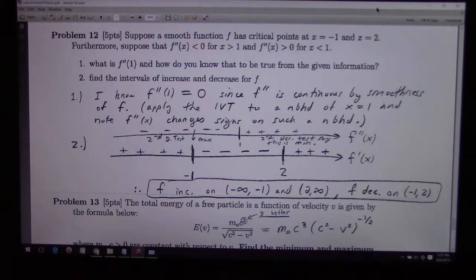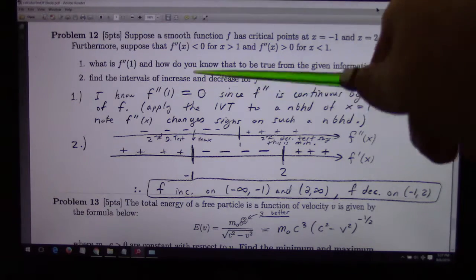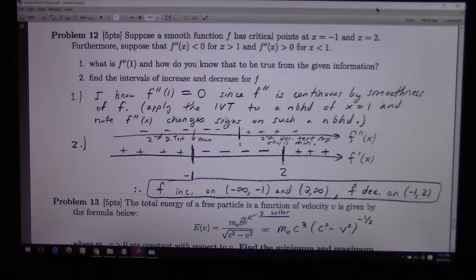Let's see here. I said I know f''(1) equals 0 since f'' is continuous by the smoothness of f. Right. To say f is smooth is to say it has arbitrarily many derivatives and they're all smooth. So continuity forces f''(1) to be 0. Continuity of the second derivative. If you like, you can apply the intermediate value theorem to a neighborhood of x equals 1, and note that the second derivative changes signs in such a neighborhood.